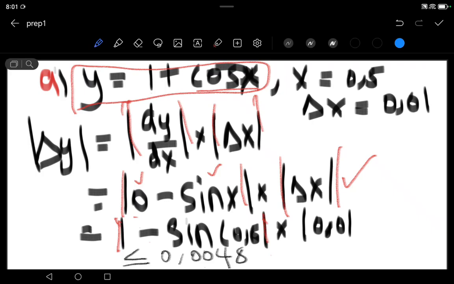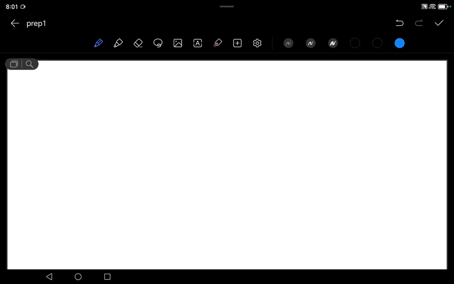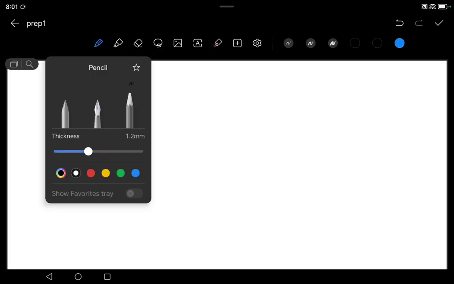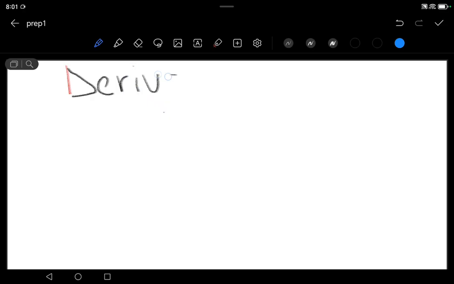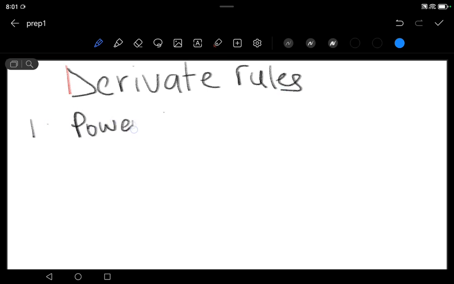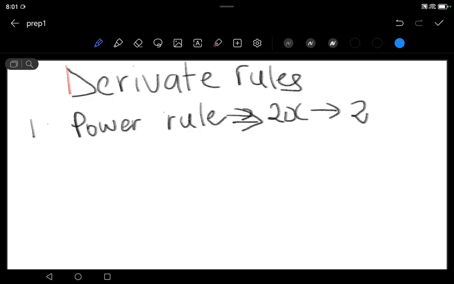I think I should remind you of the derivative rules. Do you still remember them? Remind me. Okay, let's write them down. Number one, we have the power rule. Let's say we have 2x, and the derivative of 2x is going to be 2. This is the power rule.